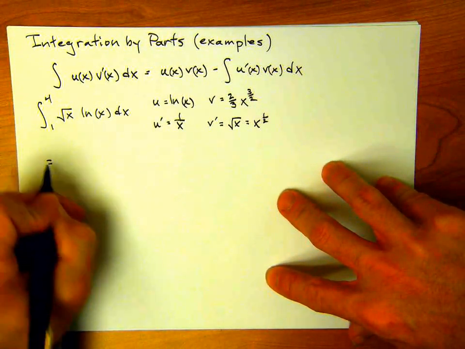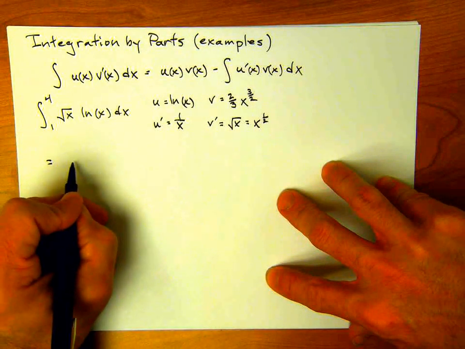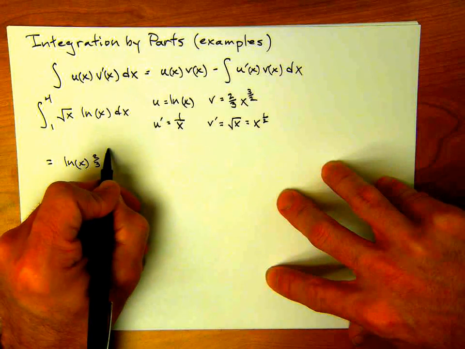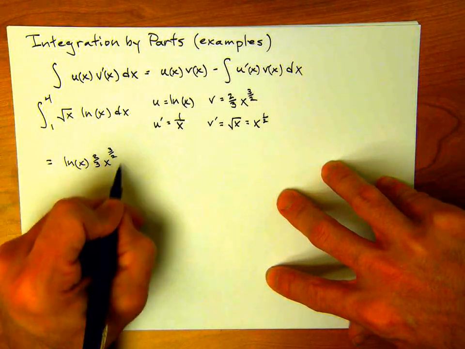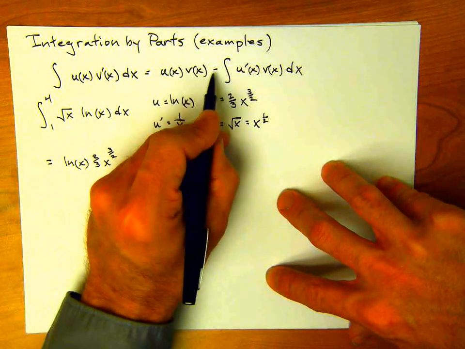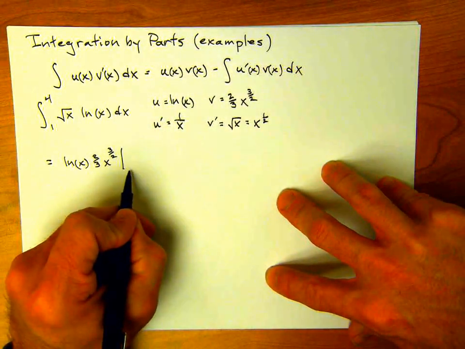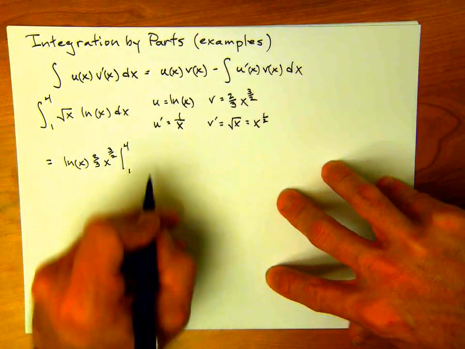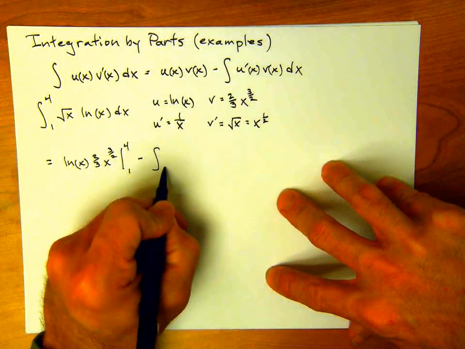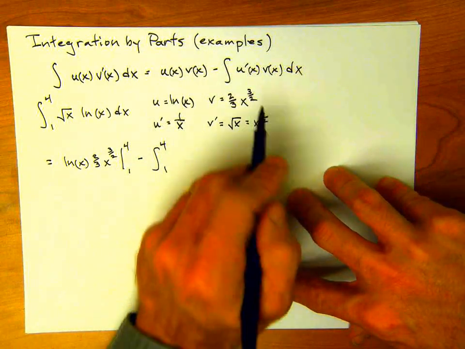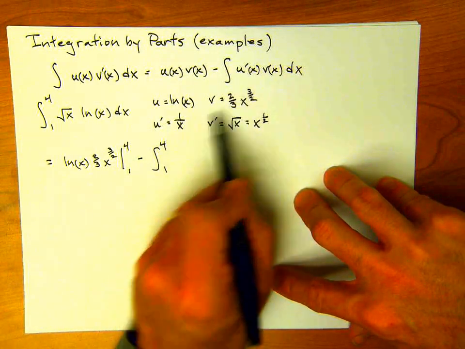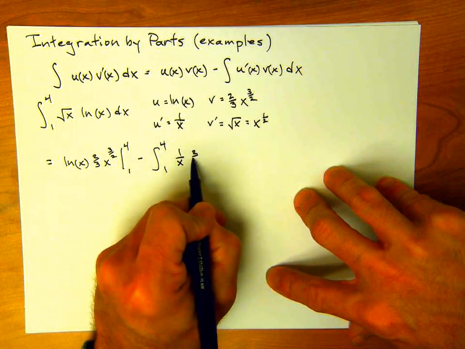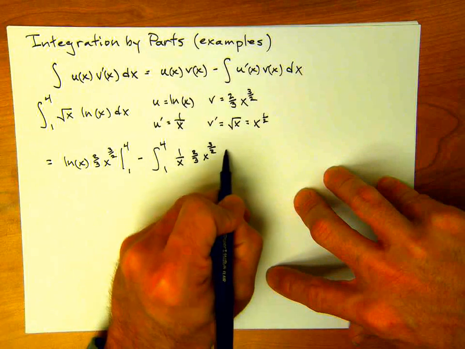Okay, so this is going to be u times v. So I have natural log of x times 2/3 x to the 3/2. And since this is a definite integral, that part of it is done, right? There's no more integration to do, so we can just evaluate that at the endpoints of our interval, minus the integral from 1 to 4 of u prime times v. So that's these being multiplied, 1 over x times 2/3 x to the 3/2 dx.